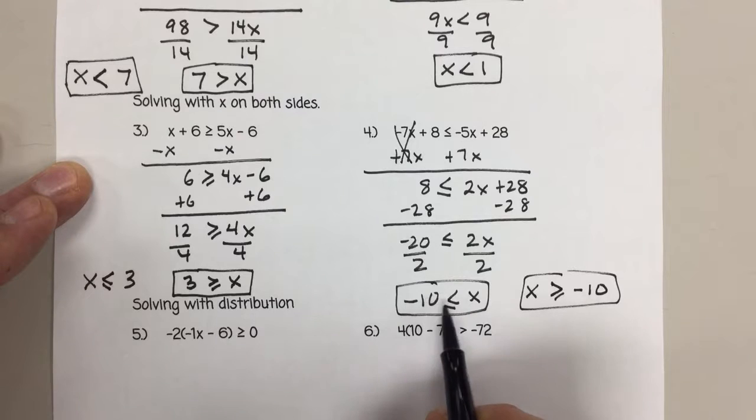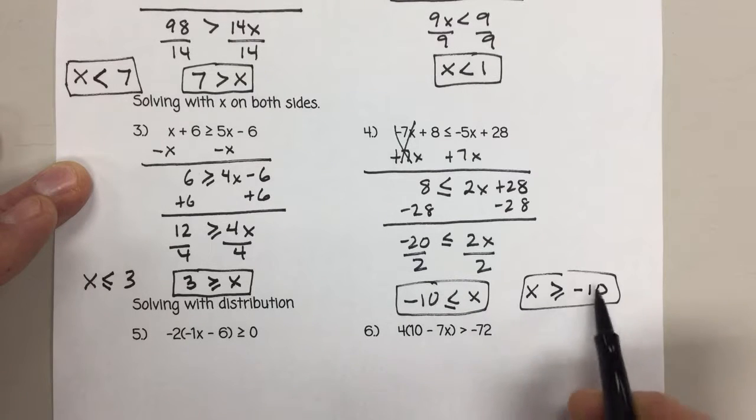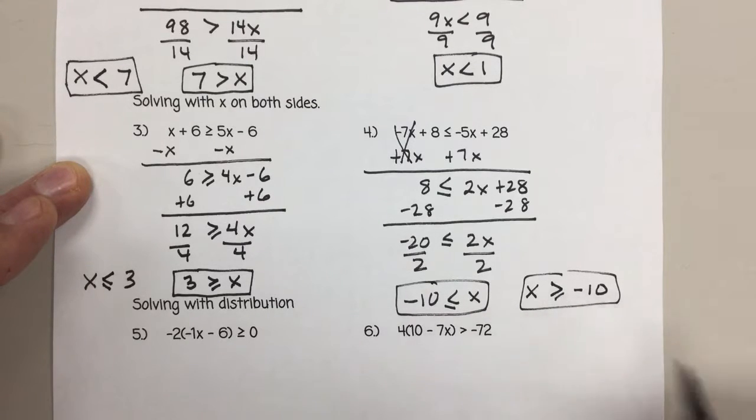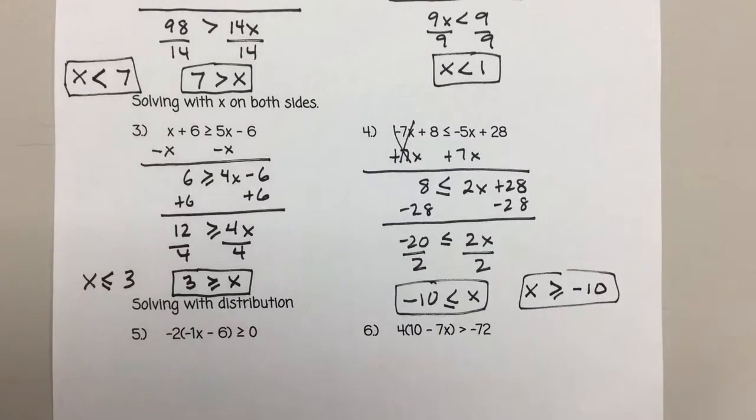Notice the arrow is pointing towards the negative 10 on this side. If I rewrite it over here, I must point the arrow at the negative 10. Both of these would be considered correct.